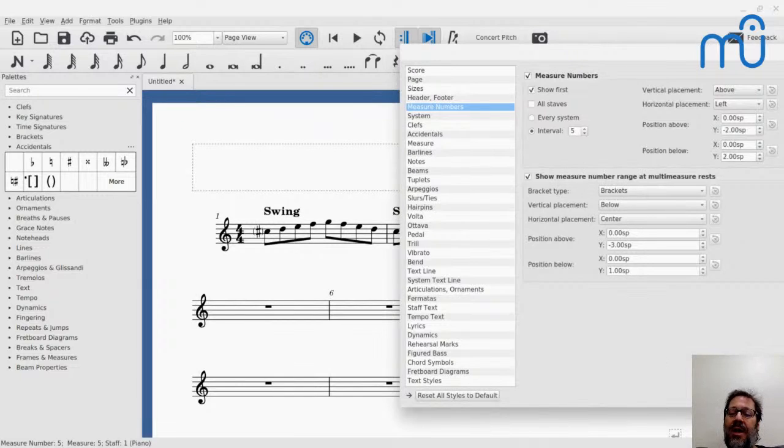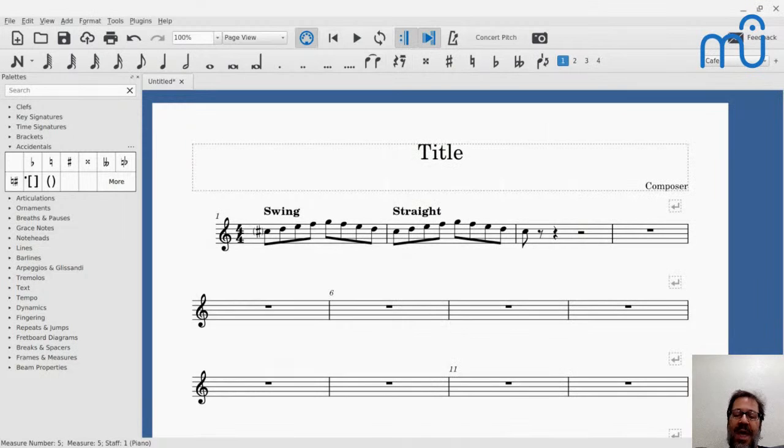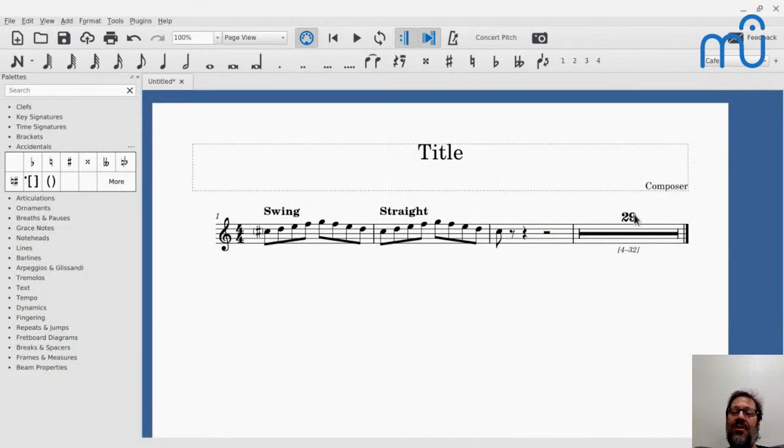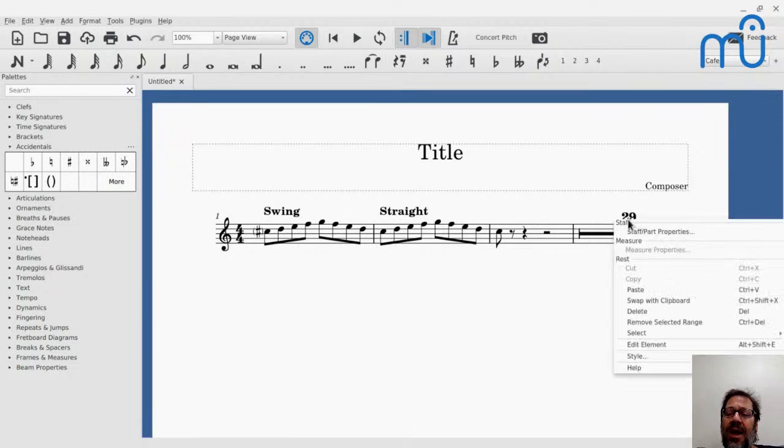Let's take a look at what that looks like. I'm going to press M to show a multi-measure rest, and we've always had multi-measure rests, and it'll show that 29 there, which is another number, of course. And there is a style setting for that.